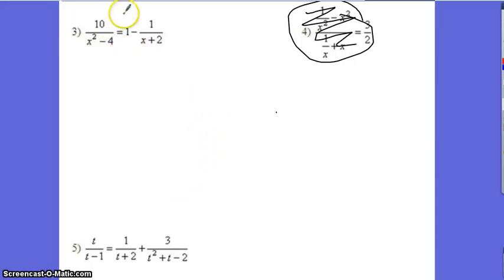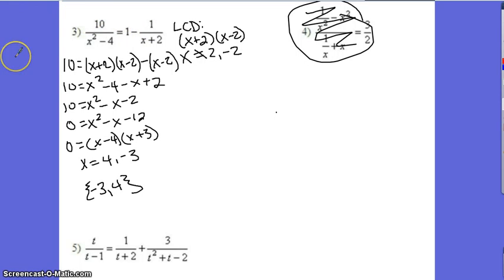When you start this video again, you will see my work for number 3. So take a look down through your work for number 3. The LCD should have been pretty easy for this one, x plus 2, x minus 2, which means your domain values cannot be 2 or negative 2. But when you solve it down, you do get 2 different numbers. You get 4 and negative 3. Both of those can be included in your domain and are answers to this problem.